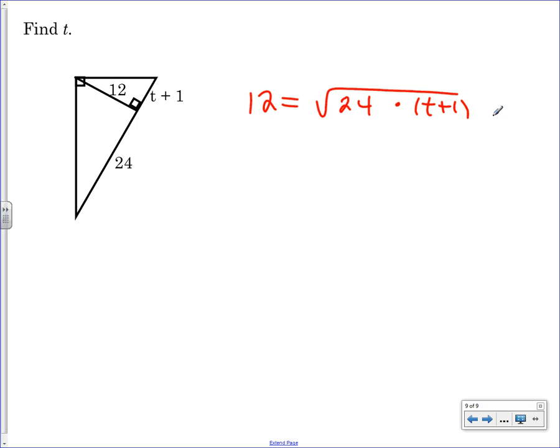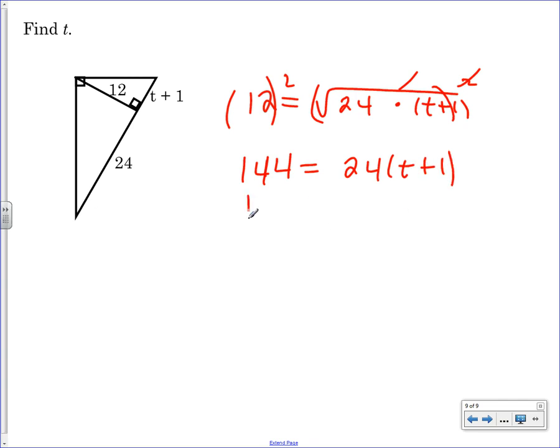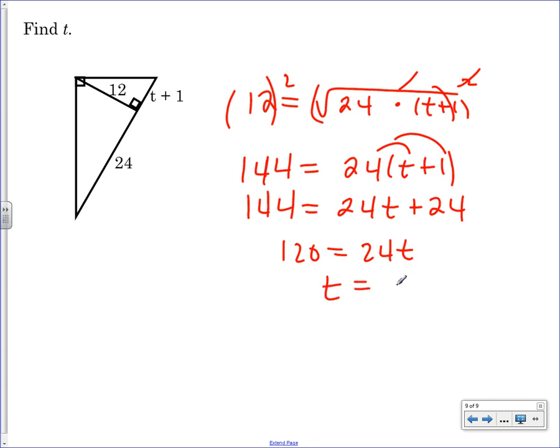Is that okay? The square root's annoying and it's in my way. How do I make it go away? Square both sides, because what you do to one side, you have to do the other. They cancel each other out. So 12 squared is 144. And it's equal to 24 still t plus 1. Now what? Distribute, right? So 24t plus 24. And then subtract the 24. So what's 144 minus 24? 120 equals 24t. Divide by 24. T is 5.